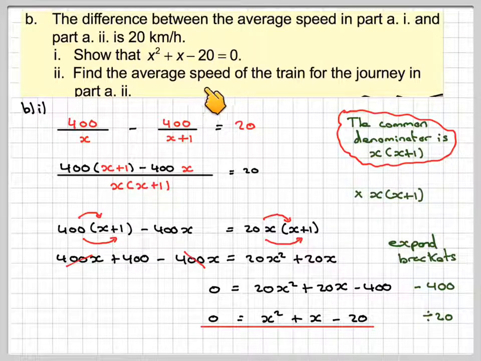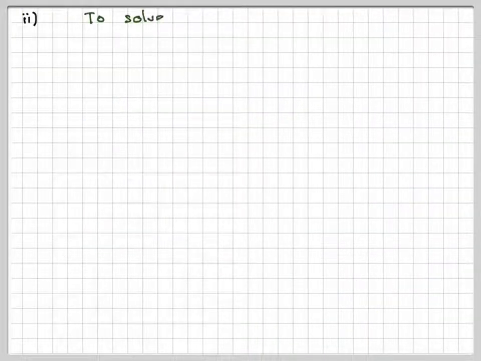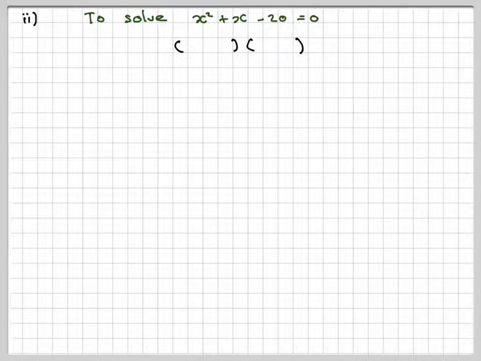Then it says find the average speed of the train for journey in part 2a. So this is the average speed we're going to use. So what we're going to do is find the value of x, which makes this true. So this is about solving a quadratic. This one actually factorizes quite nicely.